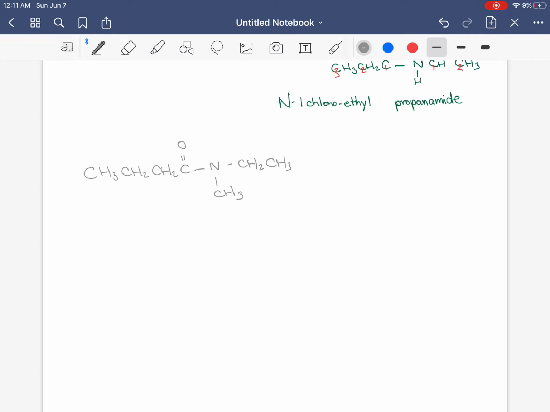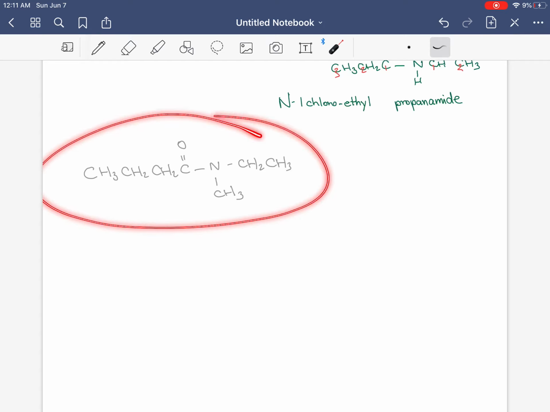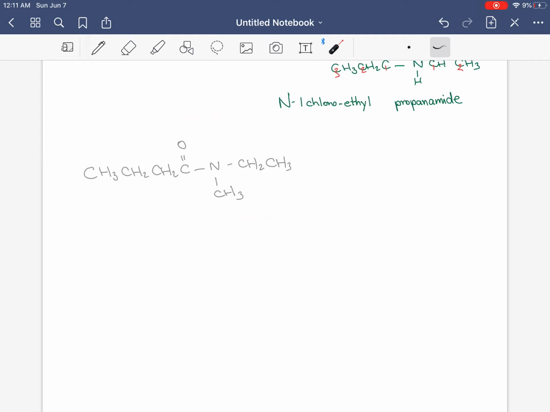Okay? The reason that this came about, I hope you understand, is that you have a carboxylic acid, butanoic acid, reacting with actually a secondary amine. Okay? Because this N is connected to two other C's to begin with. So this is actually a secondary amine. Now, how are you going to put that together? I mean, how are you going to name this?